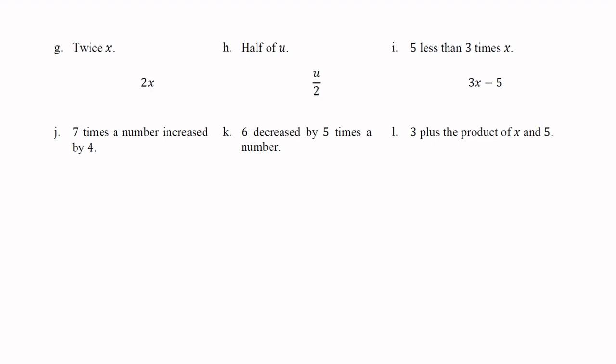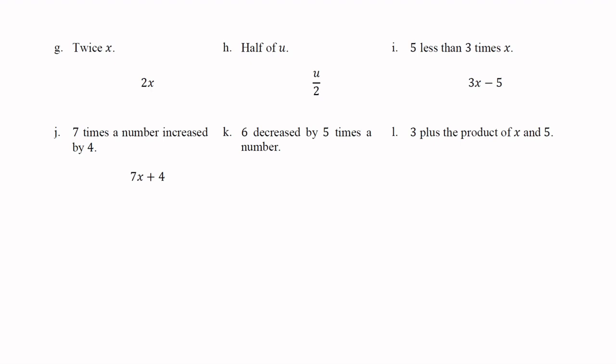7 times a number increased by 4. So 7 times a number, we can pick whatever variable we want for that. So 7 times whatever variable you choose. Increased by 4, we're going to add 4 to the end of it. So 7x plus 4. Or any letter of your choosing, any variable of your choosing.